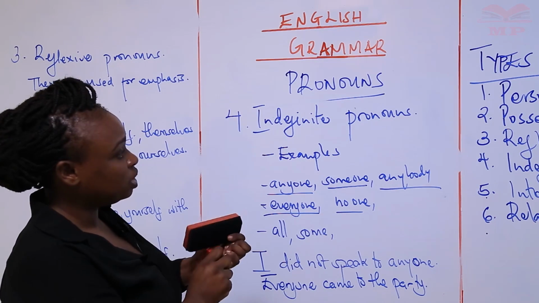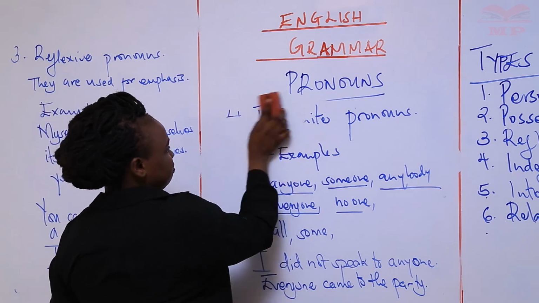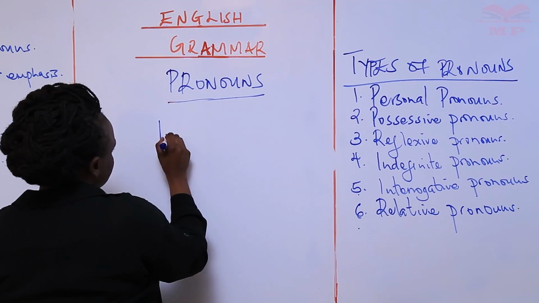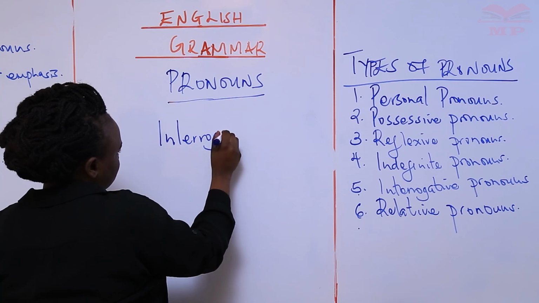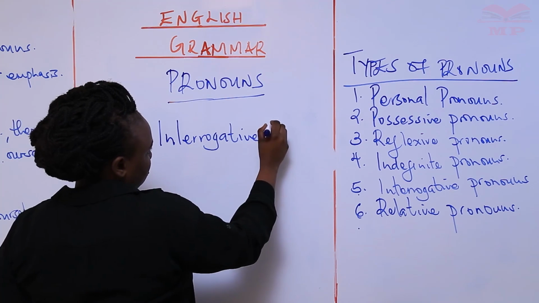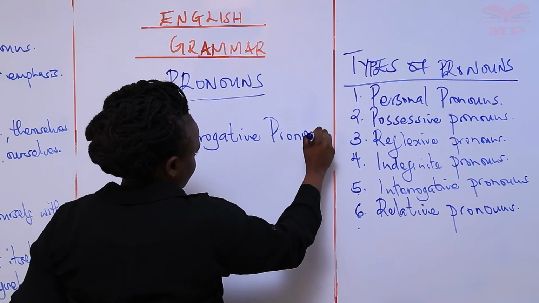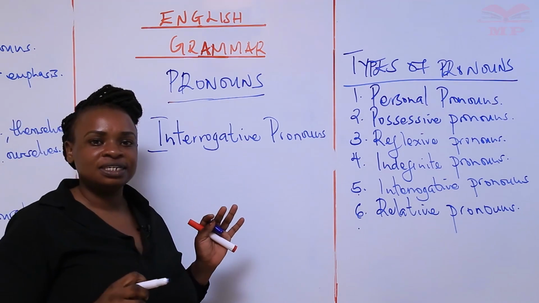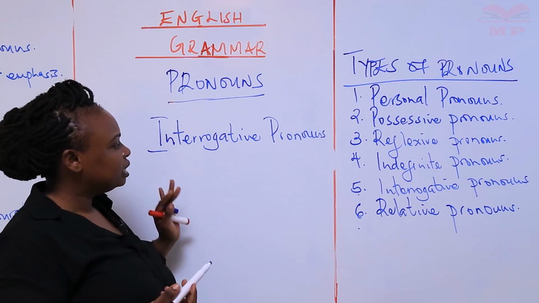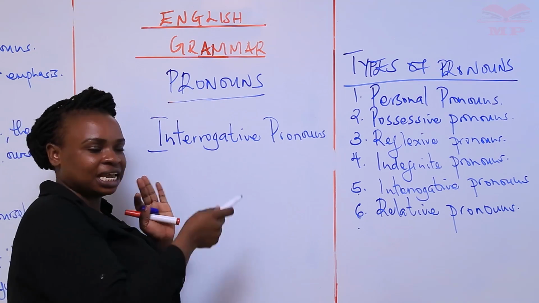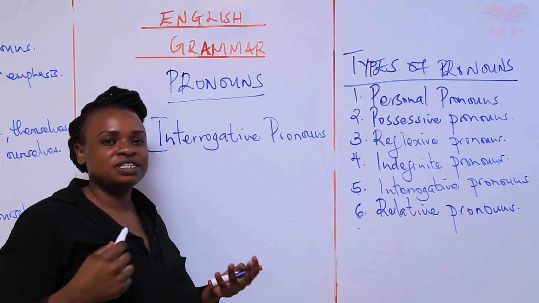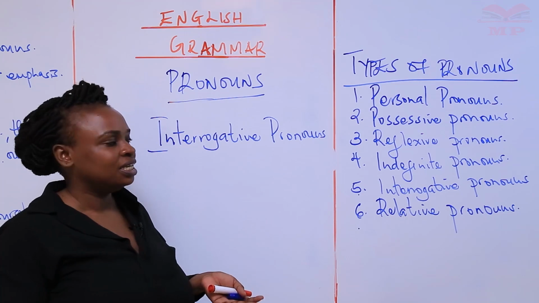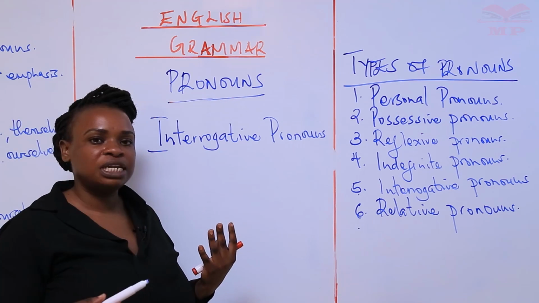So today we're going to look at interrogative pronouns. Now, when you were in Form 1, you learned about types of pronouns, but not in this kind of way. You were introduced to interrogative sentences. Those are sentences that are normally used to ask questions. Interrogative sentences are sentences that normally ask questions.